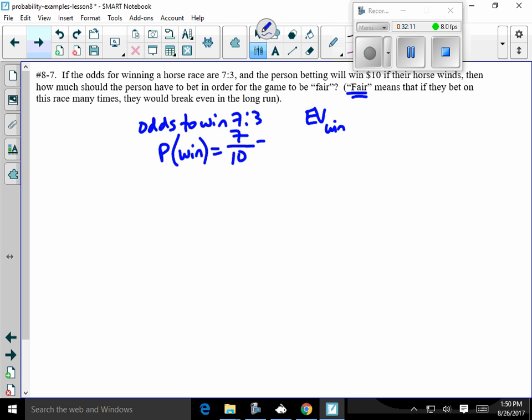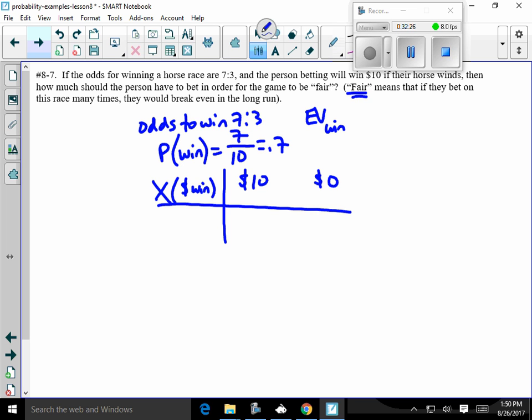So 7 out of 10. So there's a 70% chance of winning. And if I were to make a random variable that represents the dollars that we win, the possible values of this variable would be we could win $10, or we could win nothing. We either win or we lose. If we win $10. So what's the probability of winning? Well, we just said that that's 70%. And the probability of losing would be the other 30%, because you either win or lose here, right?